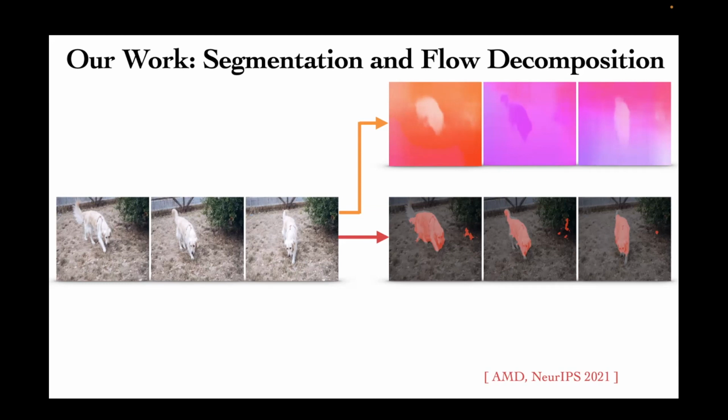Every pixel in the same segment, we assume they move at the same speed. It's a great simplification of what's happening. Now, given a sequence image, we want to solve two sets of unknowns together. And that actually simplifies the problem.